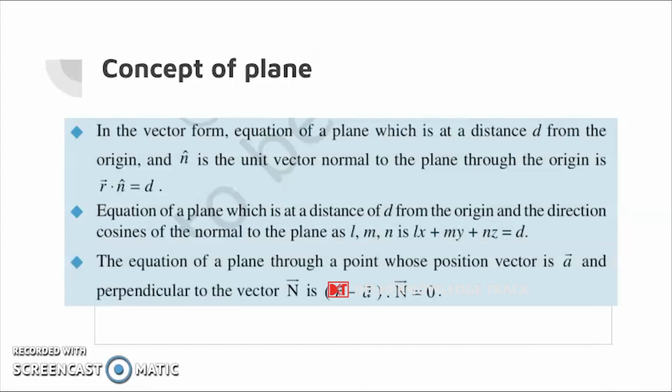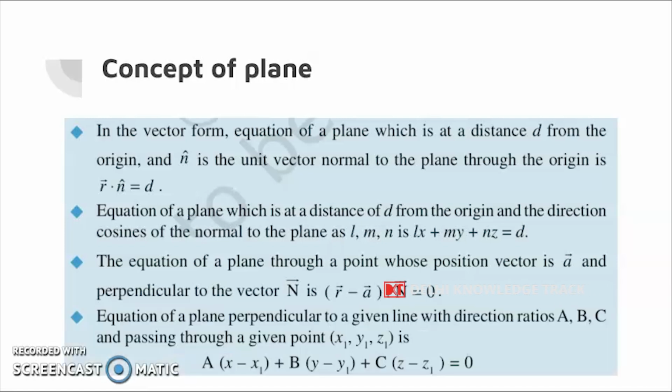The equation of a plane through a point whose position vector is vector a and perpendicular to the vector n is given by vector r minus vector a, dot product with normal vector n, equal to 0. Because they are perpendicular to each other, the dot product between these two vectors will always be 0, because cos 90 is 0.